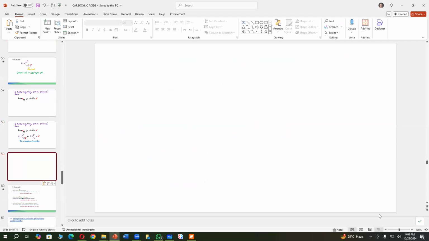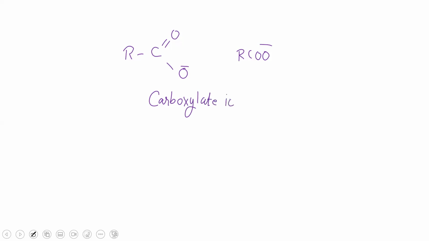When you put a carboxylic acid, you make this ion, RCOO minus. This RCOO minus is called carboxylate ion. Look at this. This is carboxylate ion. Now you have to copy this. This is to memorize.